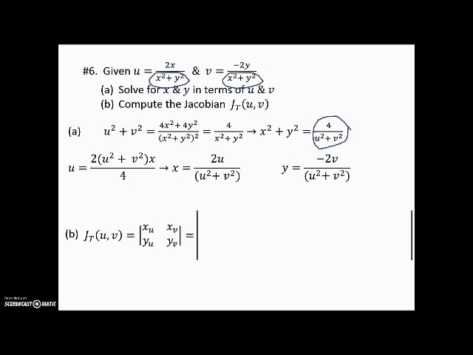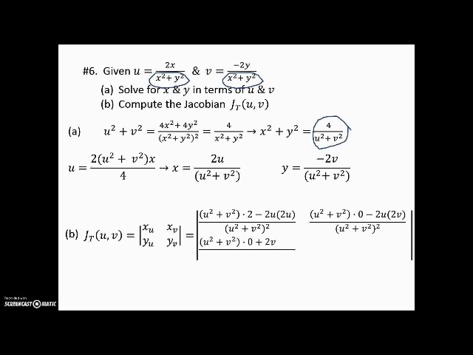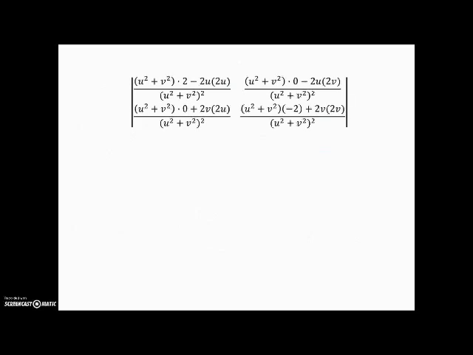And I have to apply the quotient rule 4 times. Partial derivative of x with respect to u, partial derivative of x with respect to v, and then in the bottom row, partial derivative of y with respect to u, and the partial derivative of y with respect to v. You may want to pause the video and compute those yourself. It's a little bit tedious. So now we have a big mess we need to simplify.